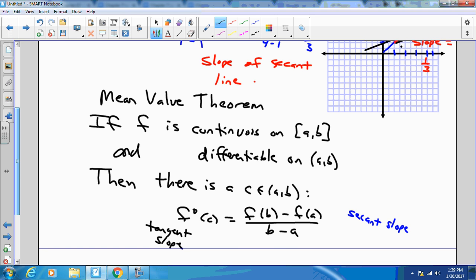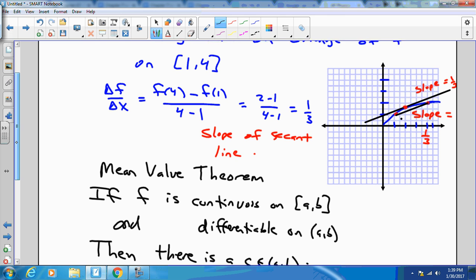Yes. So the instantaneous slope at c is equal to the average slope from a to b. Yes, let's clean up that language. The instantaneous slope of f at c is equal to the average slope of f over AB.